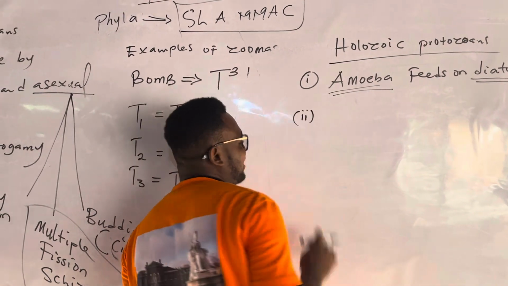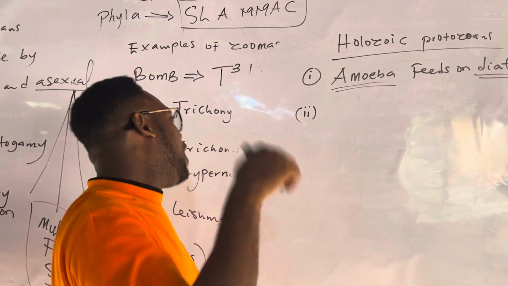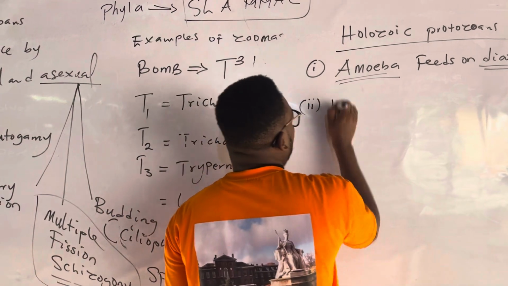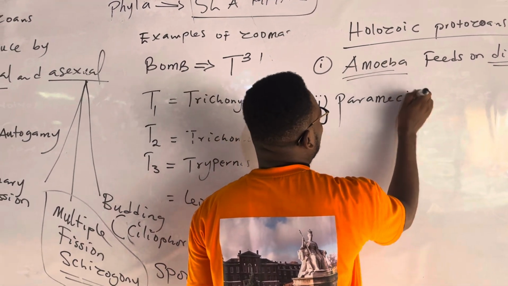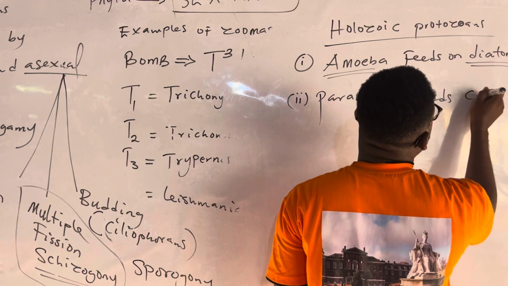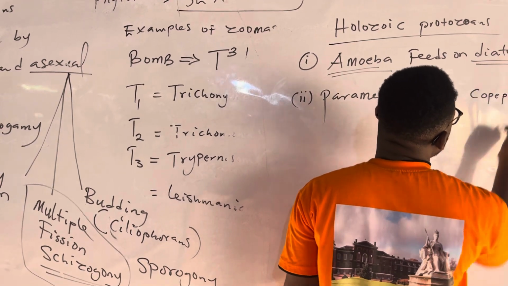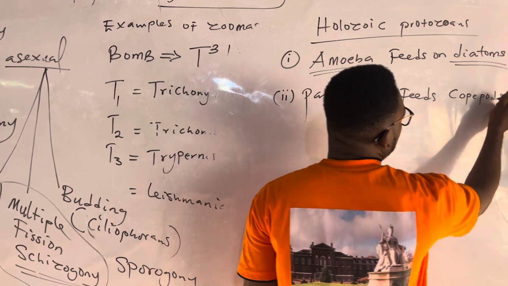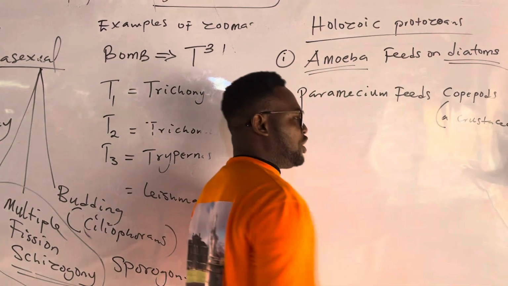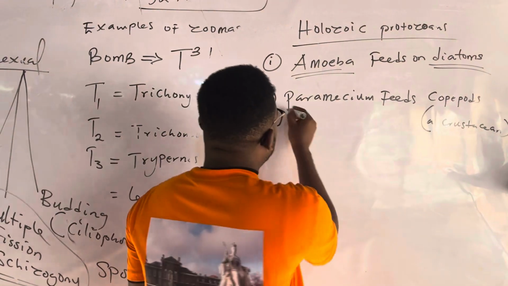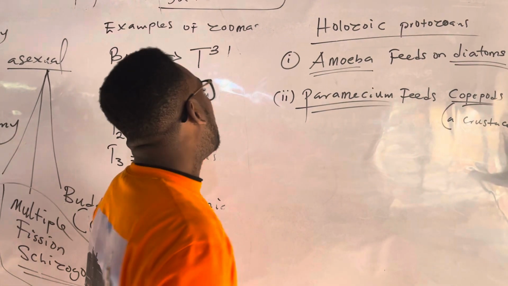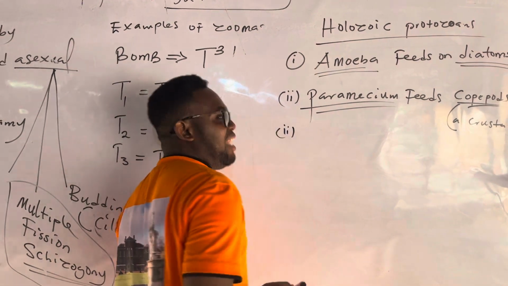Number 2 example, I said after this now, I will end this video. So in the third video, I will continue from where I stopped. I don't want the video to be very lengthy. The next one is what? Paramecium. Paramecium feeds on what? It feeds on copepods. Copepod is an example of what? So copepod, I'll put in bracket, a crustacean. So paramecium feeds on copepod, and for such, it is holozoic in feeding.